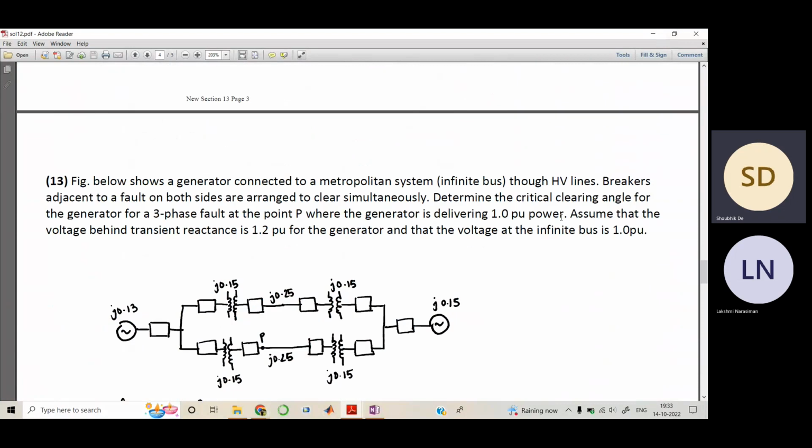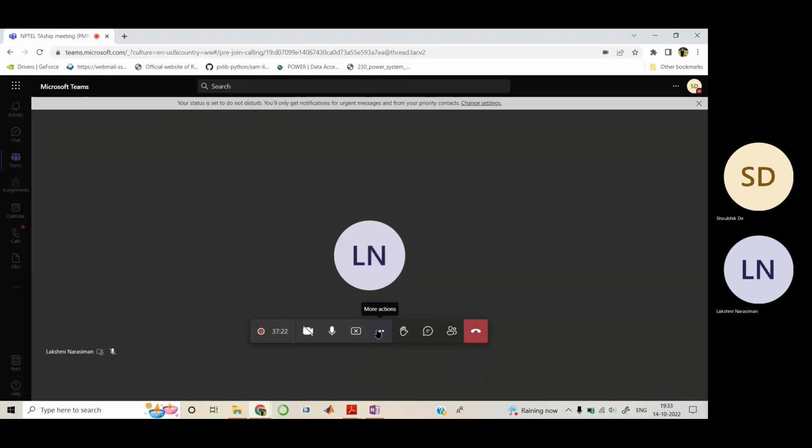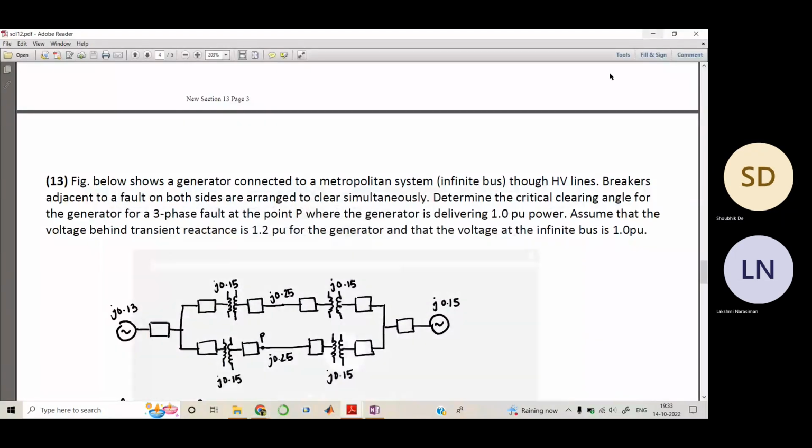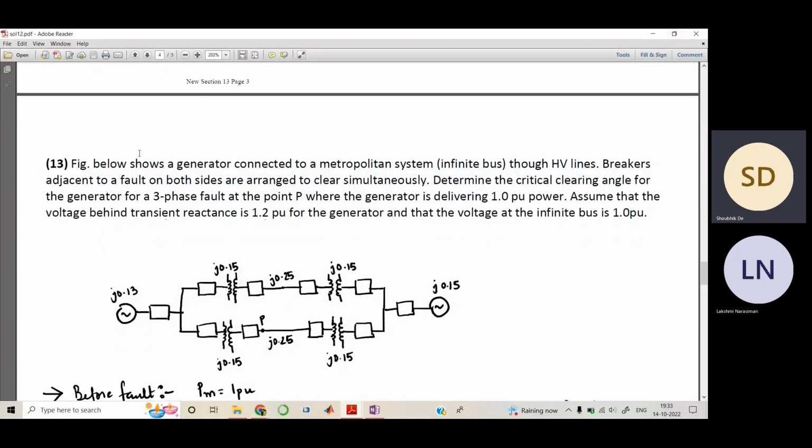So now we go to one more problem. This is not in the assignment. I thought of including this. This is a problem which I found in one of the textbooks which I normally use for power system analysis, which I have used in my BTech. So this is a pretty interesting problem. So let's go through it.